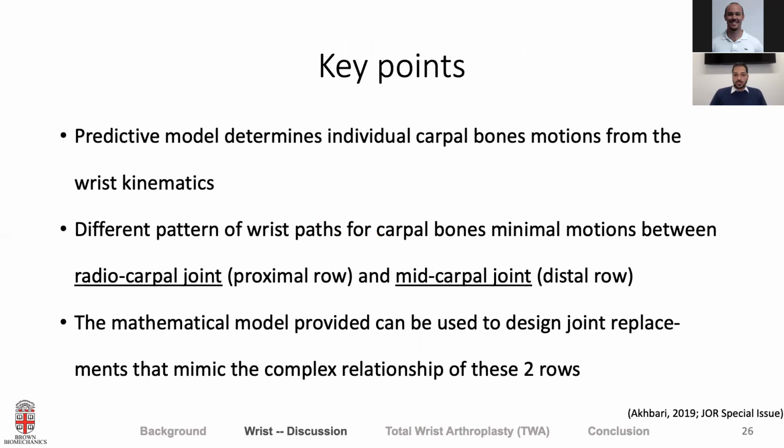To conclude this section, we created a predictive model of the wrist motion that relates the global wrist movement to the carpal bone kinematics. We also used the model and saw different motion patterns for the distal and proximal rows of carpal bones. TWA designs currently simplify the wrist joint to only one joint, which, based on the design, we believe is the radiocarpal joint. Data provided here can be used to design new wrist replacements that can mimic the actual and complex relationship between these bones.